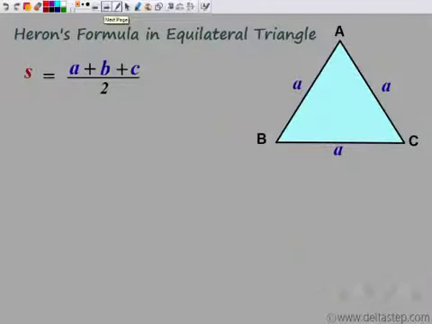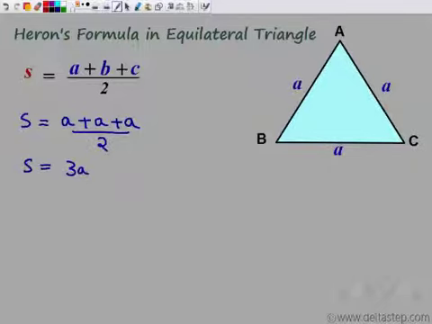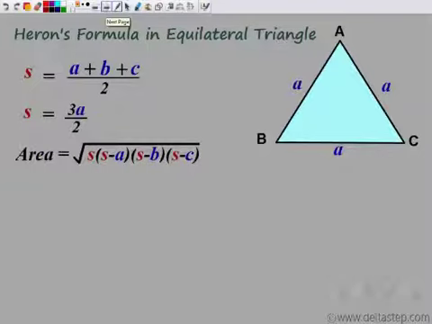Now if I use Heron's formula in an equilateral triangle, I get a really nice form. Let us see. So we know S is (A plus B plus C) by 2. So for an equilateral triangle, A, B and C all are the same. So I can say that S here would be (A plus A plus A) by 2. So I get S as 3A by 2.